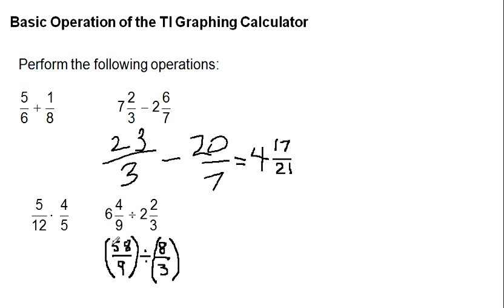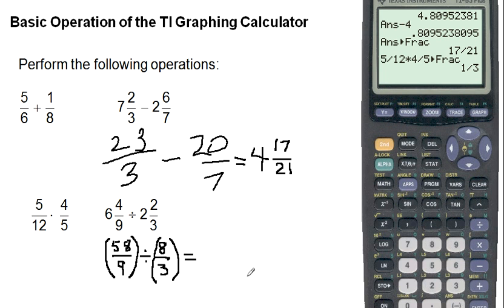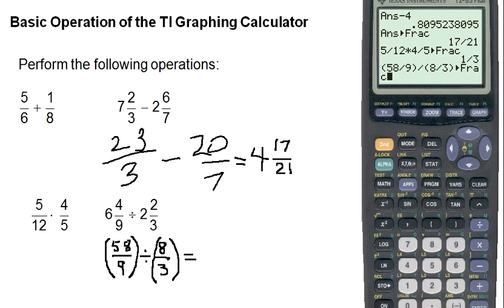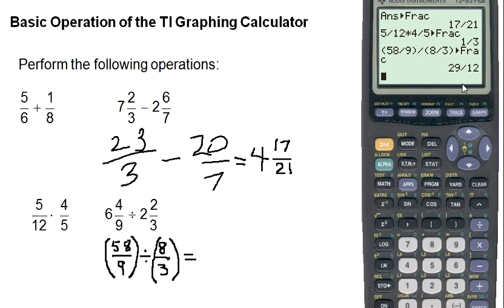Alright, so if you put the parentheses there, and you're using fractions instead of mixed numbers, then you can just go ahead and enter it into the calculator, and it'll give you your answer. So let's enter it exactly as it's written. Parentheses 58 divided by 9, close parentheses, divided by, open parentheses, 8 divided by 3, close parentheses, and hit Math 1, enter, and we get 29 over 12.